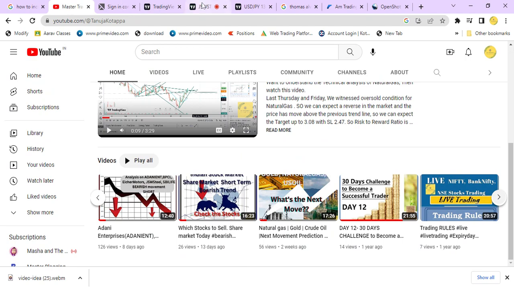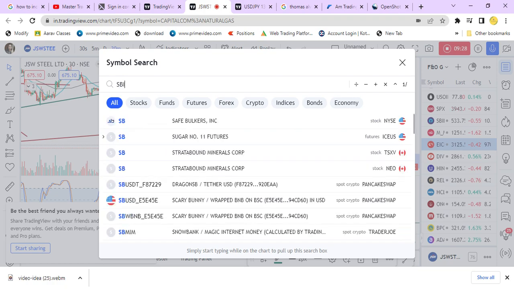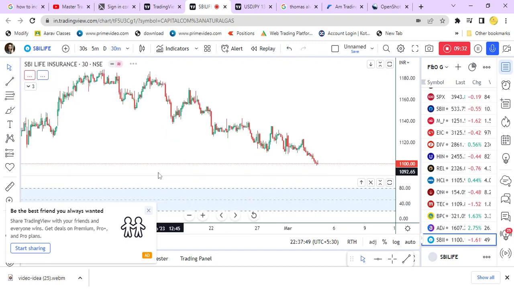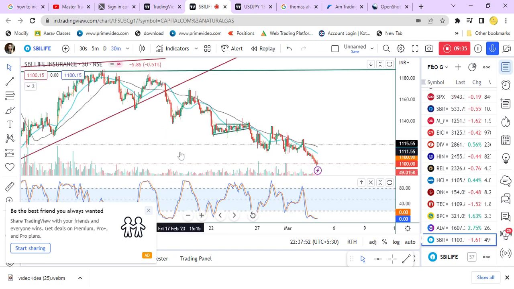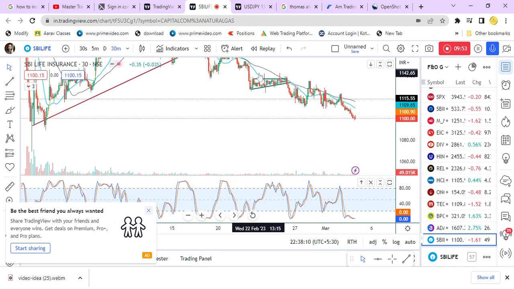Next is SBI Life. SBI Life 22nd. So here somewhere I gave a call at 1132, and what is the value? 1100. So almost 30 points of profit for SBI Life.